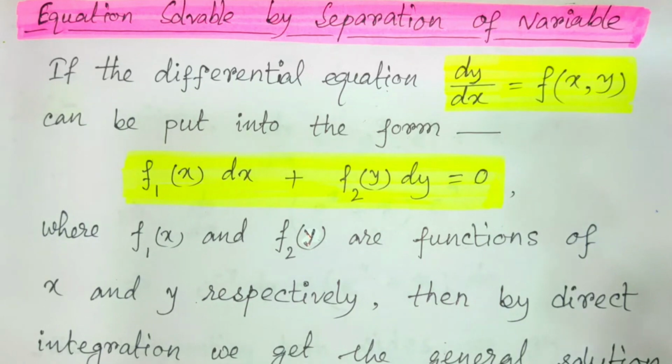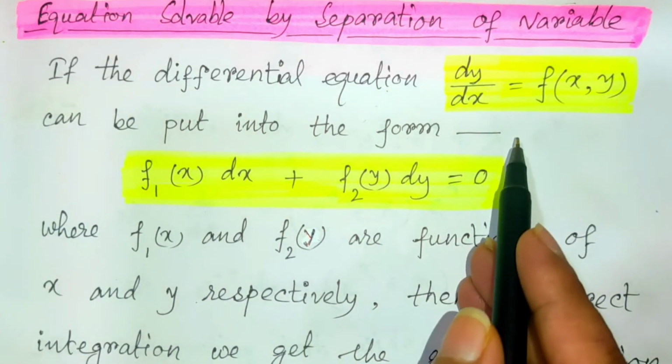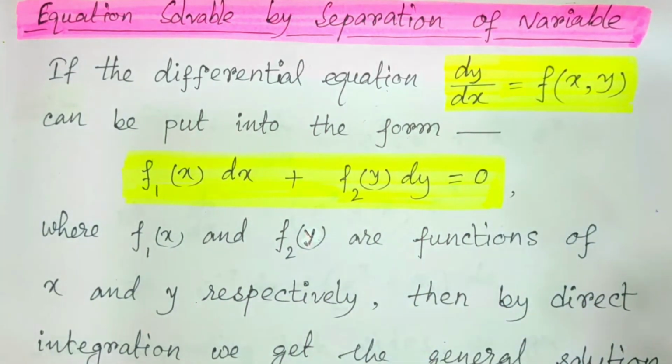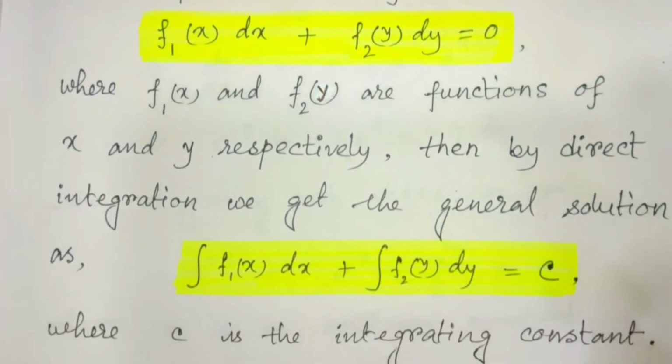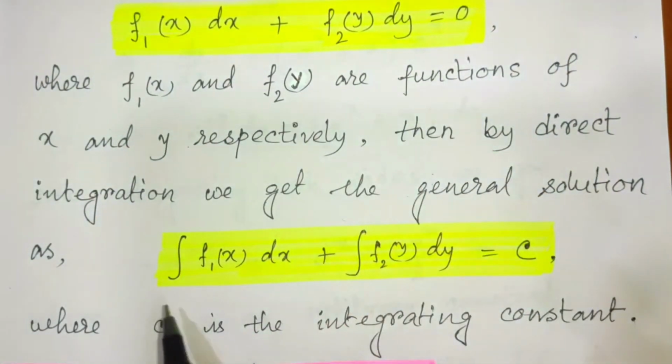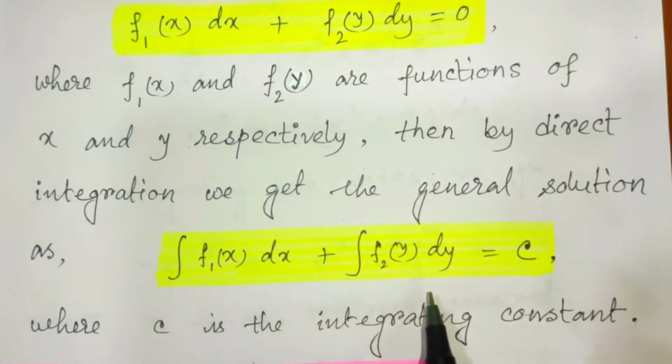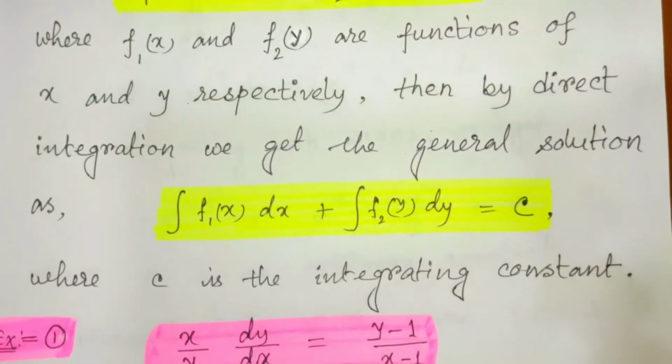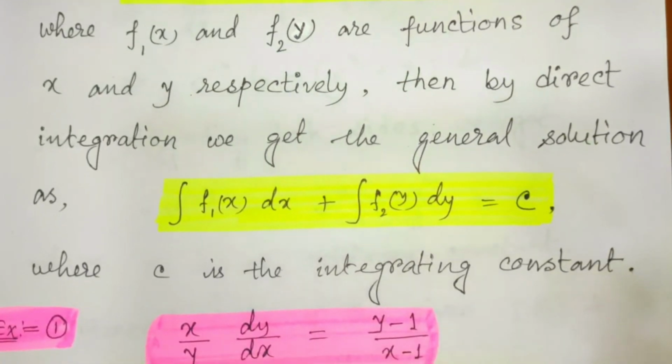So if we can separate the given differential equation in this format, then by direct integration we can find the solution of this differential equation. If this is the form, we just take the integration on both sides. By integrating simply, we can find the primitive, which is a function of x, y and c. C is the integrating constant, and this one is the general solution.